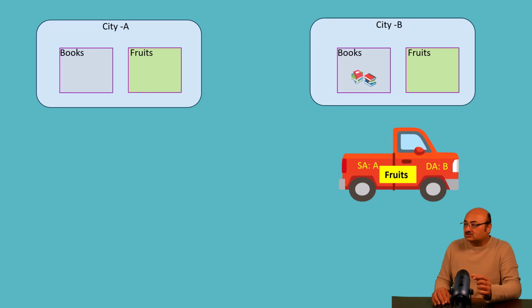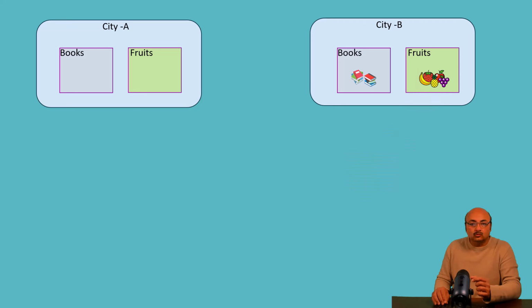The label is again checked. It tells me fruits. That gives me the clue that the box the pickup truck has transported contains fruits, and the box has to be passed on to the fruit section. And that is how the box is put into the fruit section and fruits are delivered.